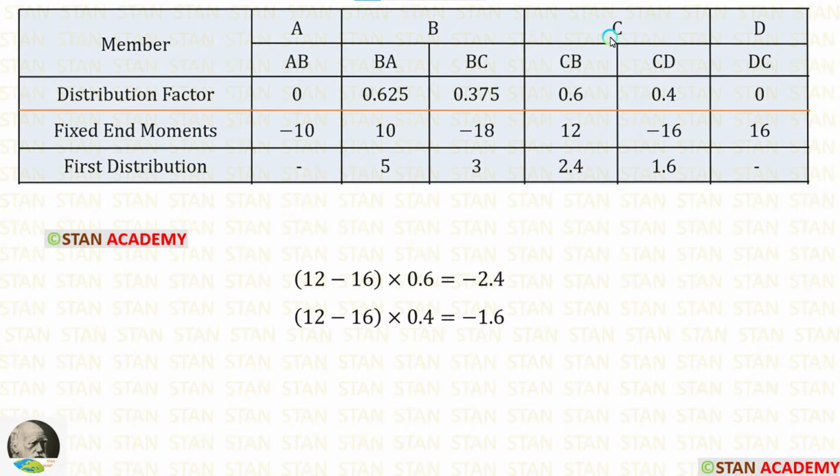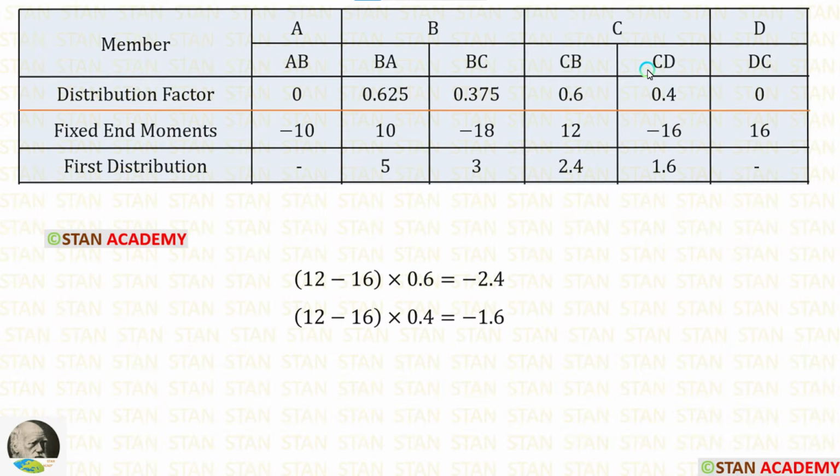Now let us do the distribution in the joint C. In the joint C, the members are CB and CD. For them, the fixed end moments are 12 and minus 16. In the joint C, first let us make the distribution for CB. For that, we have to add these two fixed end moments, then multiply with the distribution factor at CB. When we do that, we are getting a negative value, so we are entering inside the table as positive.